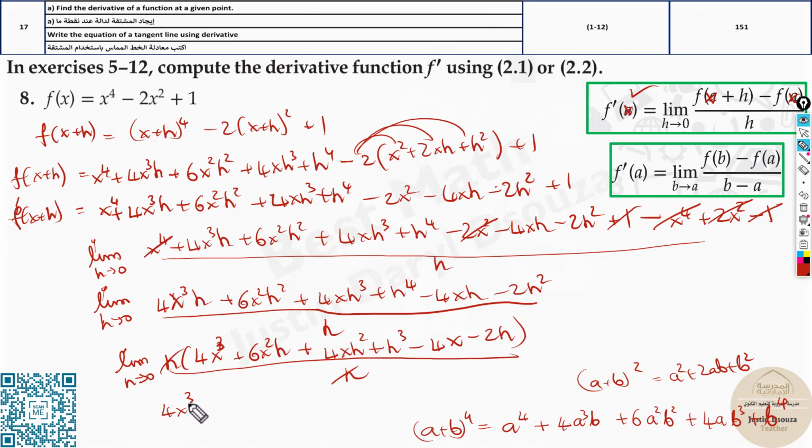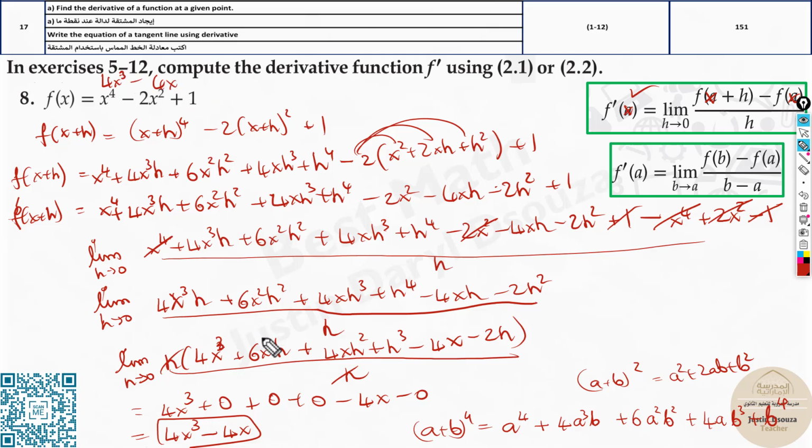So 4x cubed remains, but what happens over here is this limit becomes 0 plus 0. Now again over here h is there, so it's 0. What happens over here? Plus 0. Minus 4x remains, minus 0. So this is it. Now let's remove all the zeros and write. It'll be 4x power 3 minus 4x. Is that correct? Let's just solve it over here. It'll be 4x power 3 minus 4x.